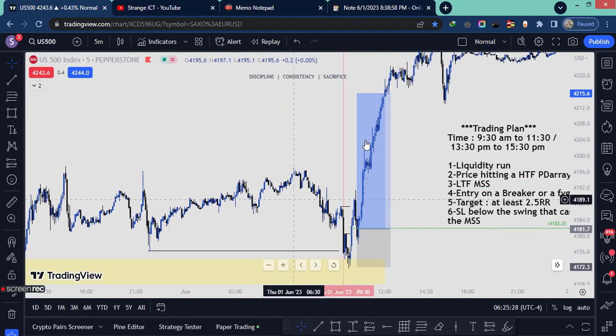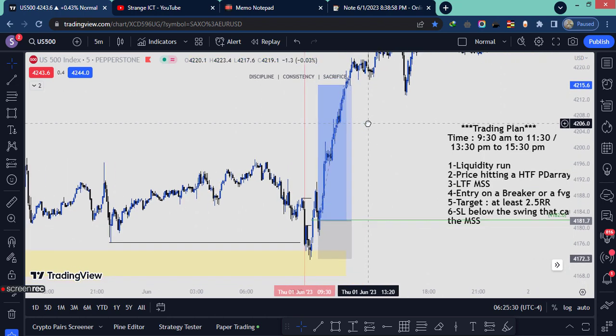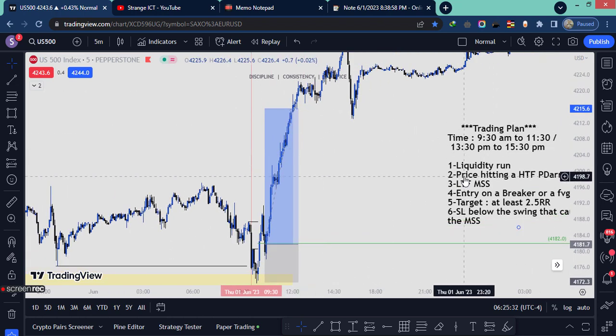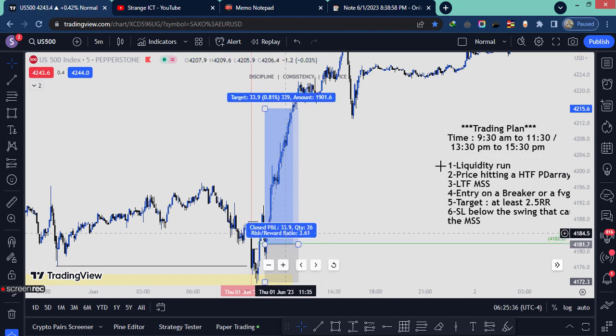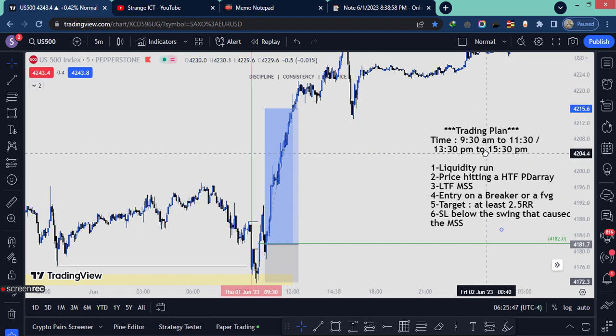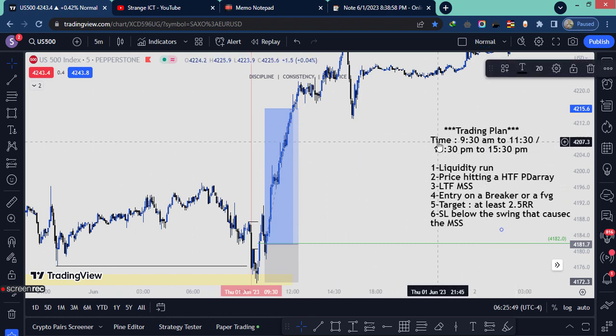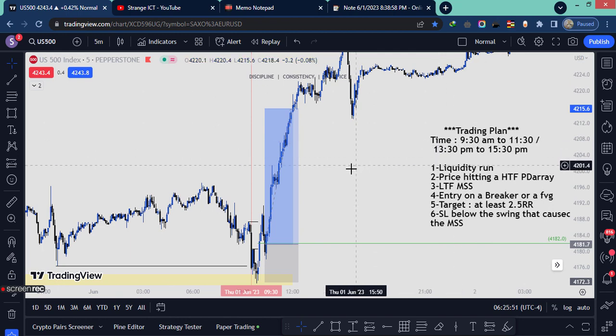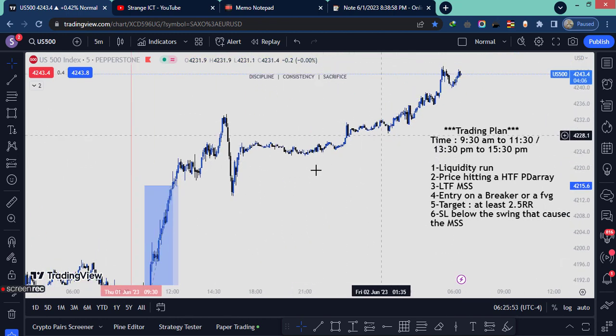I think that would be it. I think it's an easy strategy. This is an AM session setup. I'm going to do another video explaining a setup that happened at 1:30 p.m. It's basically the same. Nothing will change. So stay tuned and happy trading.